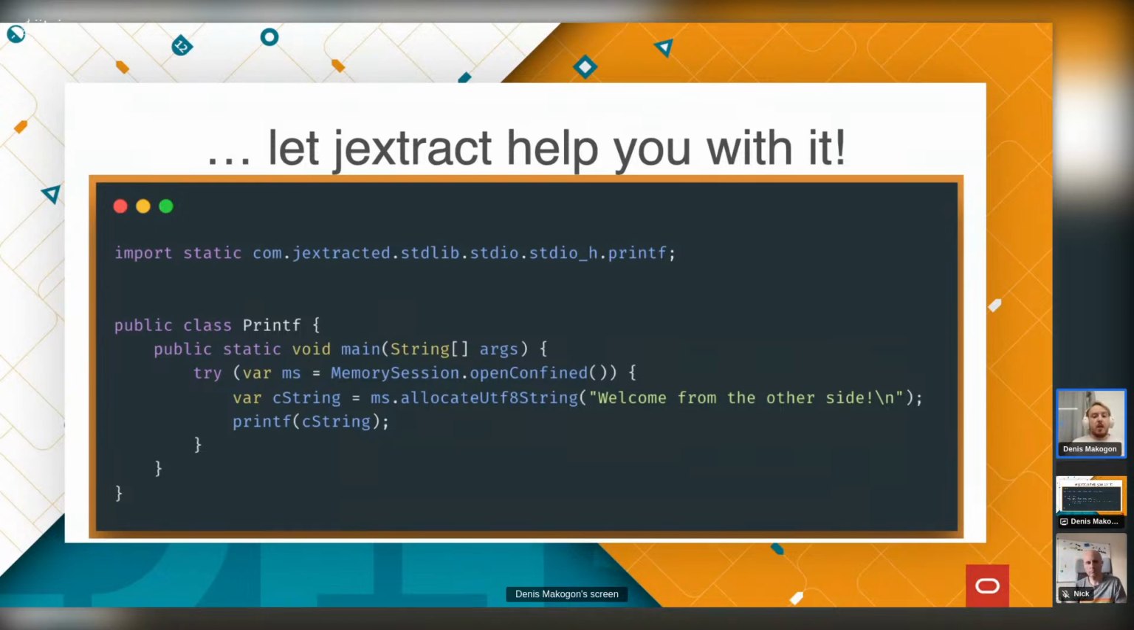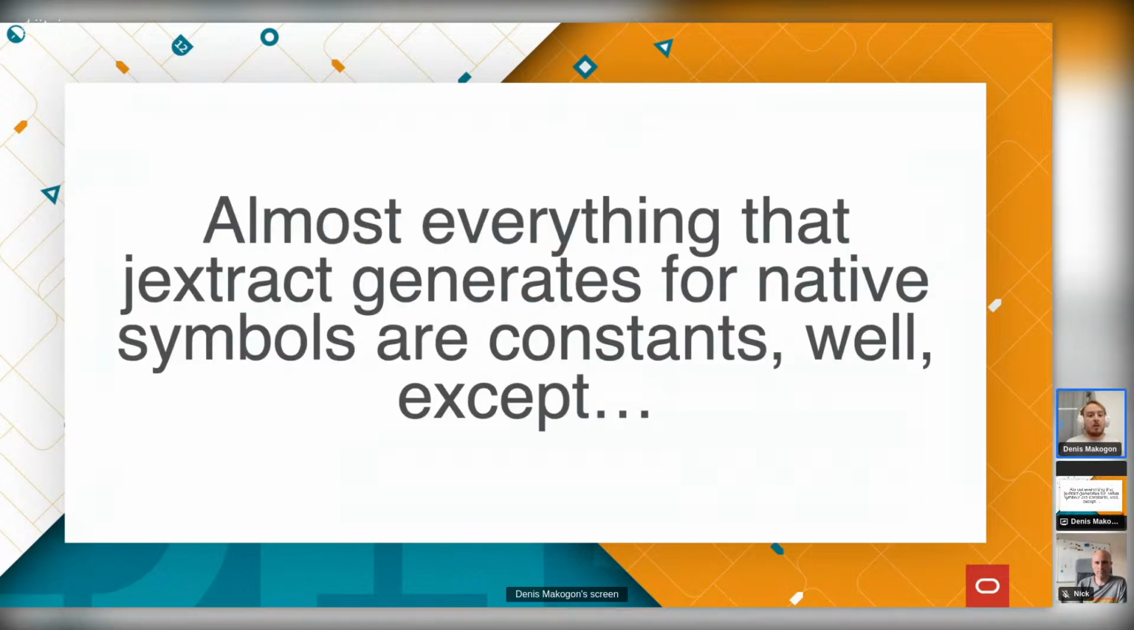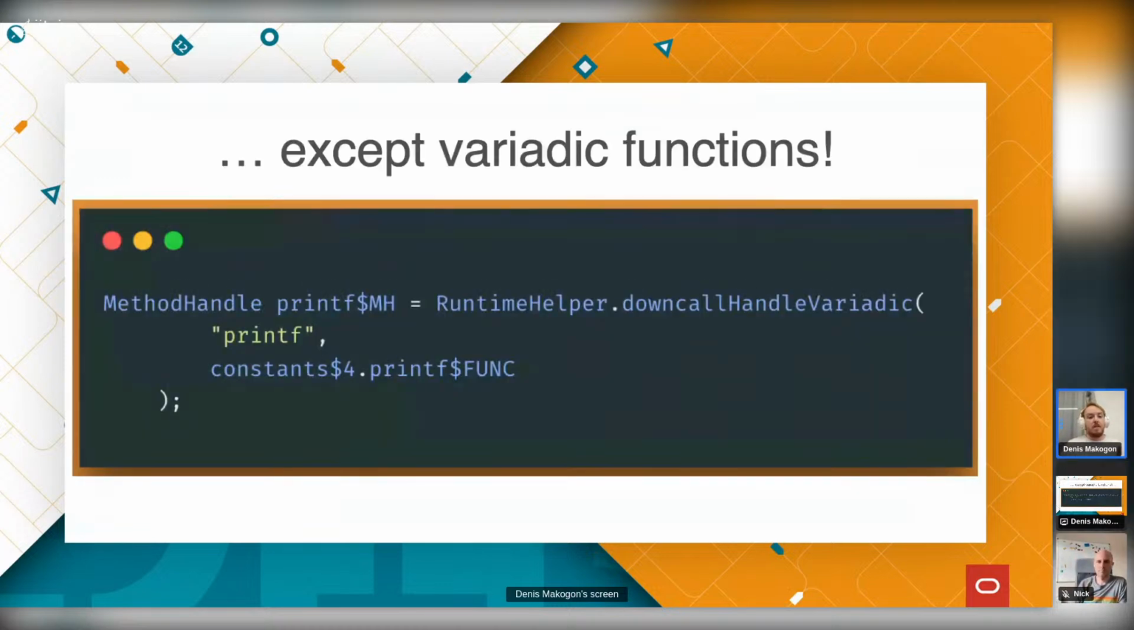And worth saying that Jextract offers a good level of code optimization because it creates constants for method handles, with one exception. Variadic functions are exempt from this rule because Jextract tries to be a good fellow and provide a dynamic parameter-based solution to native functions.